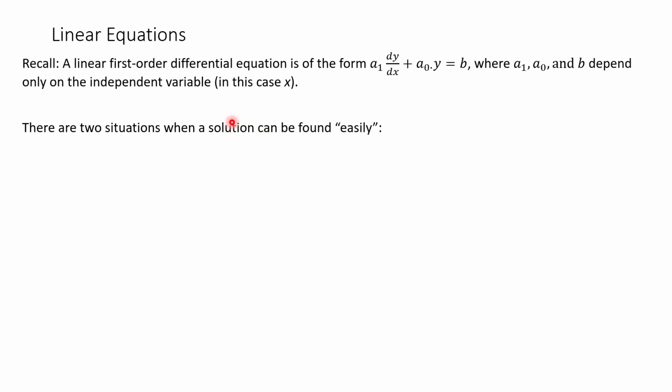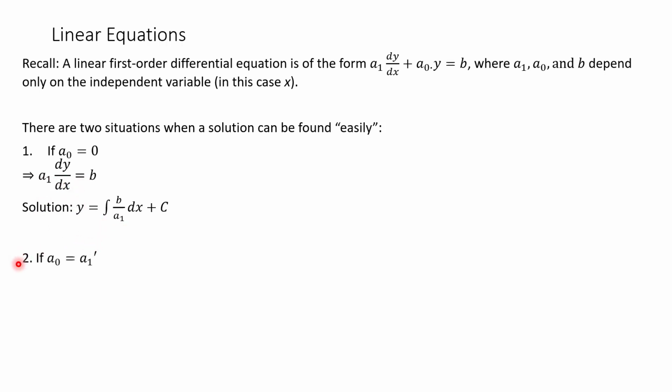And quick reminder, a solution to our differential equation is the original function whose derivatives are involved in this equation that satisfies this equation. And so number one situation would be if a naught is 0. So if you go back to your form for your linear equation here, if a naught is 0, this term is gone. And so you just have a sub 1 times the first derivative equals b. And then you can solve for y just by doing some quick division, divide by a sub 1, and integration.